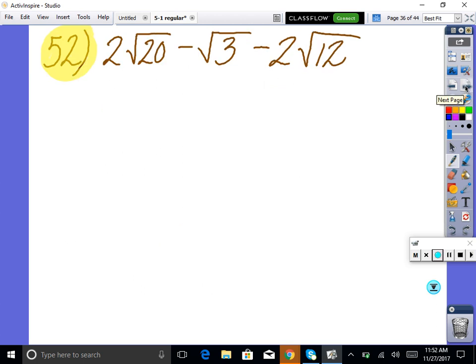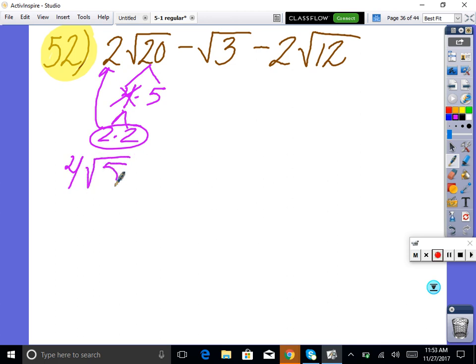Okay, go to 52. Looking at it right here, notice nothing is the same. We can't combine anything right now, correct? But we don't know really until we simplify. 4 times 5, 2 times 2. Are we going to pull out a 2? Don't double dip. Careful, because on the outside already was a 2, so 4 root 5. Guys, all I've done is simplify that piece. Now we have minus root 3. That part didn't simplify. Right here, we've got to break it down.